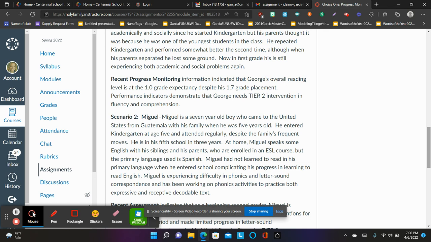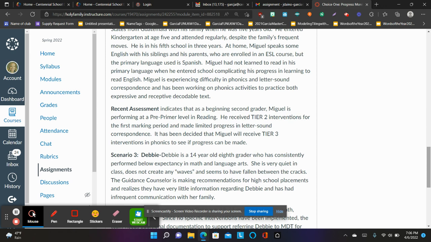Miguel had not learned to read in his primary language when he entered school, complicating his progress in learning to read English. Miguel is experiencing difficulty in phonics and letter sound correspondence and has been working on phonics activities to practice both expressive and receptive decodable text. So in other words, it's mainly how he's reading out loud and what he's understanding as he's reading to himself.